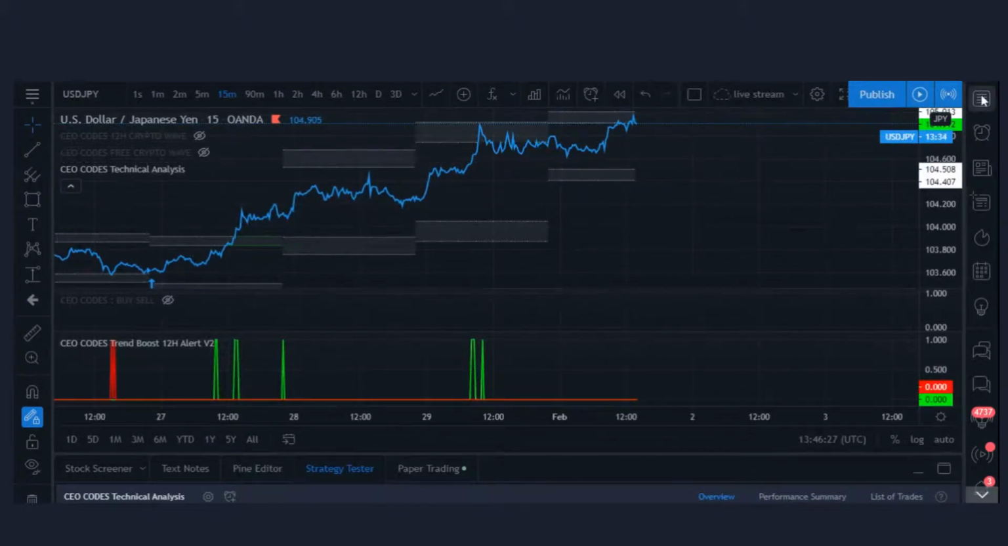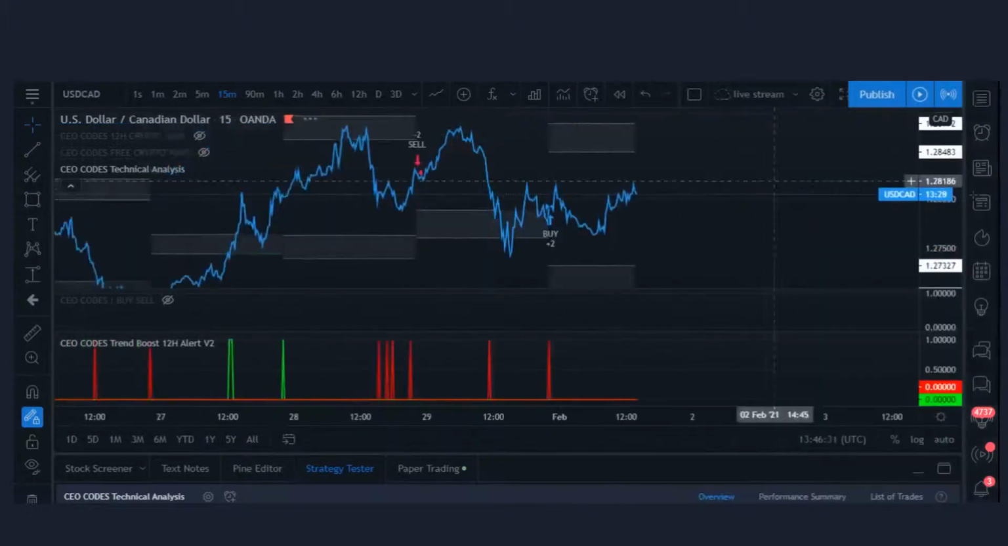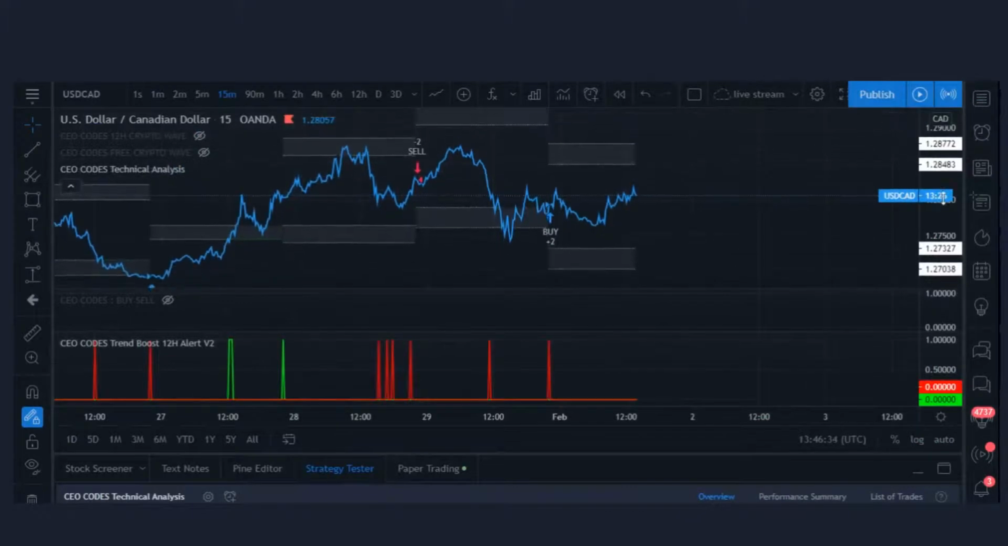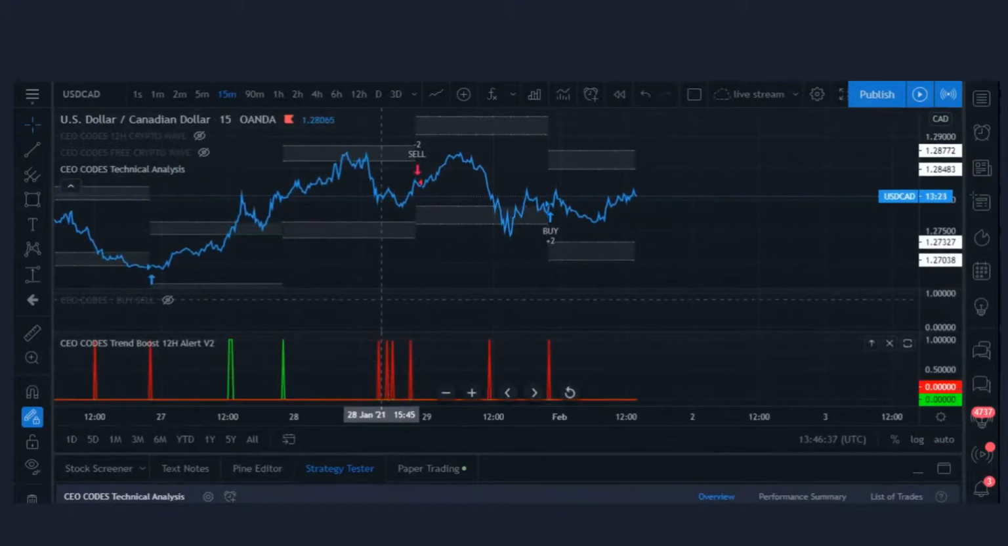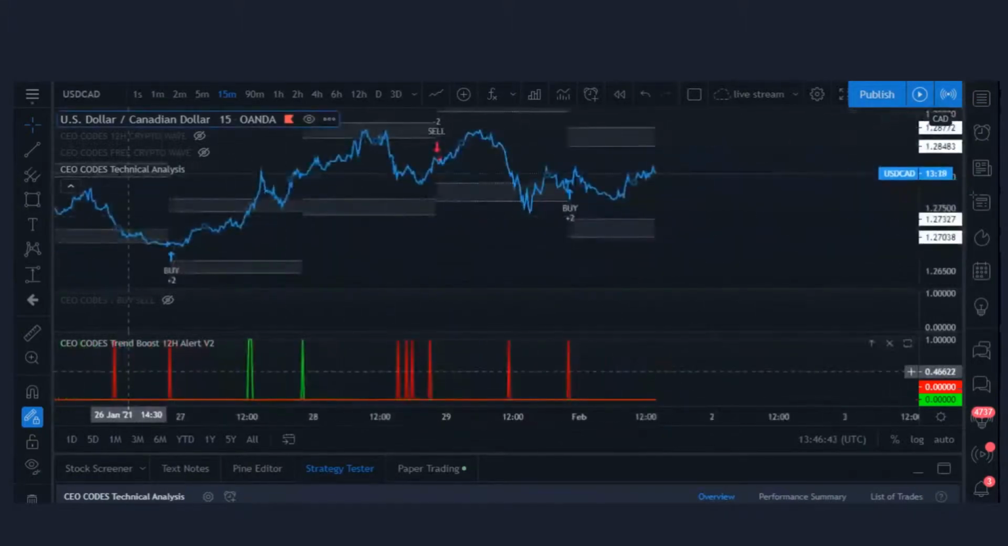I also use the support and resistance. If you have a look at USD Canadian, look at that. This indicator does not repaint at all. Look at this. When someone tells me I'm not using indicators, I say I'm sorry, I use only indicators. I hope you got the point of what I'm talking about when I say I'm using only indicators.